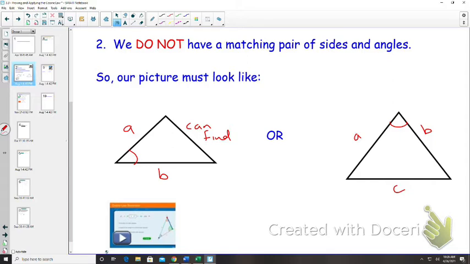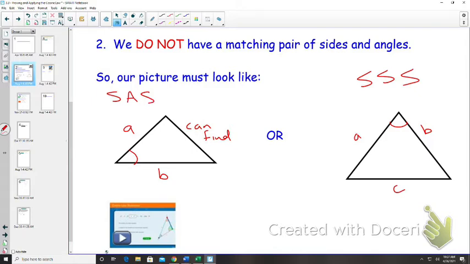So back to our S's, right? If we have side, side, side, we can use the cosine law. Or if we have side, angle, side, if we got SAS, we can use our cosine law.